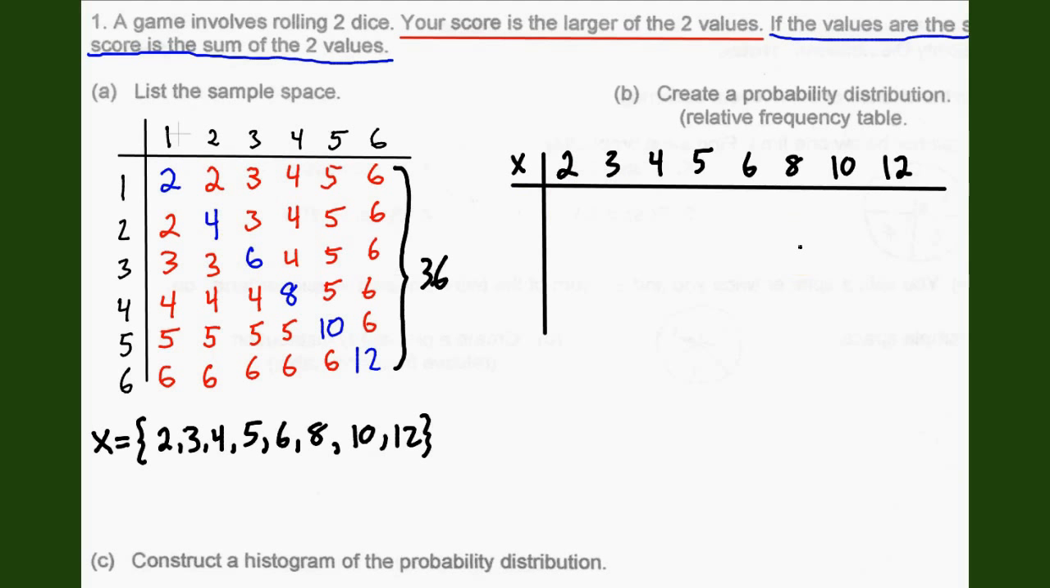So we can do a check before we do the histogram, and make sure we did get all of them. As you saw me doing before, I like crossing them off so I don't forget one. If I have anything left over when I'm done with this, I know I missed one as well. So for 2, there's 3 out of 36.